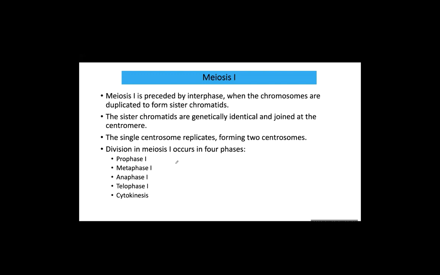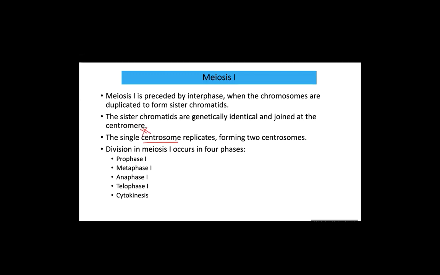Now, we will study meiosis one and meiosis two in detail. Meiosis one is preceded by interphase. You saw that the chromosomes duplicate to form sister chromatids. The sister chromatids are genetically identical and joined at the centromere. The single centrosome replicates. Centrosome and centromere are different, right?